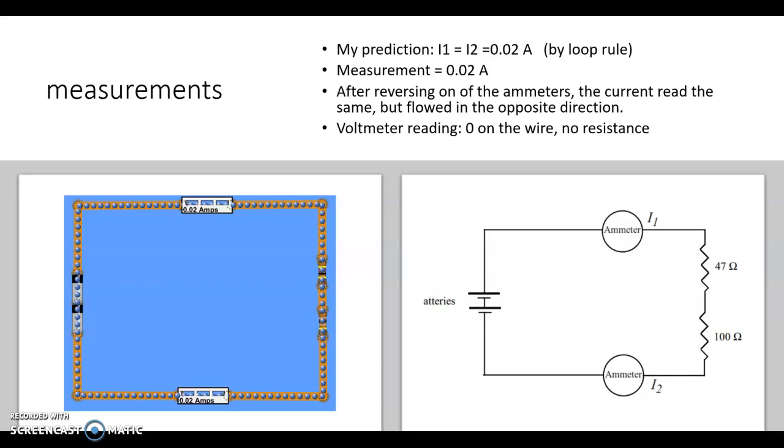And after reversing one of the ammeter's direction, the current should read the same value, but it would flow in the opposite direction. So for the voltmeter reading, when I replaced one of the ammeters with the voltmeter, the reading was 0 volts on the wire, and that's because there's no resistance on the wire.